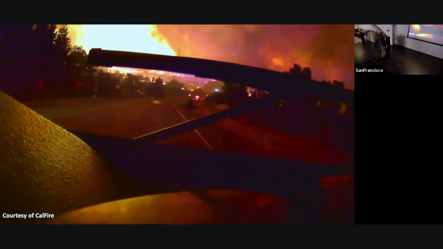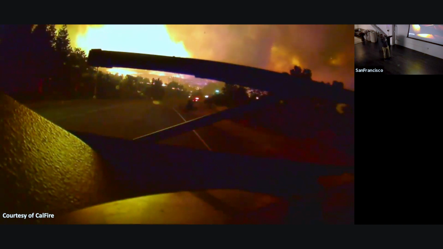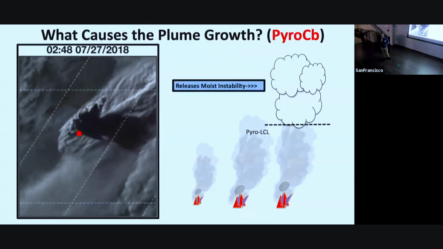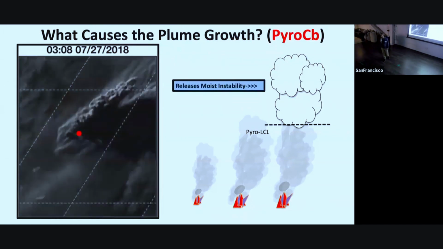Well, here is the vortex at its peak intensity. Again, you can see the enormous violence of this event, not only in the sense of rotation, but this huge inflow of wind shooting across the surface. That's what we call sheeting of flames, and you can imagine how dangerous it would be in that scenario. So why does that plume grow so much? Well, it grows due to the release of something we call moist instability.